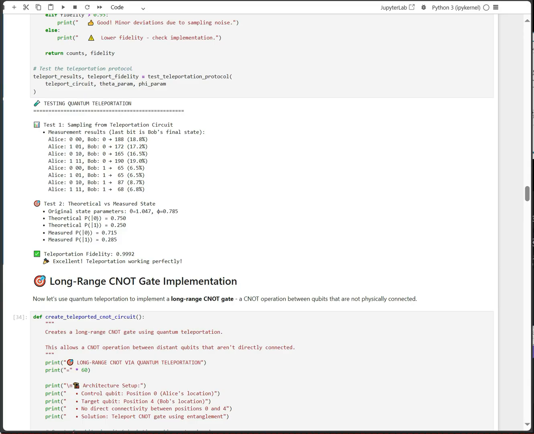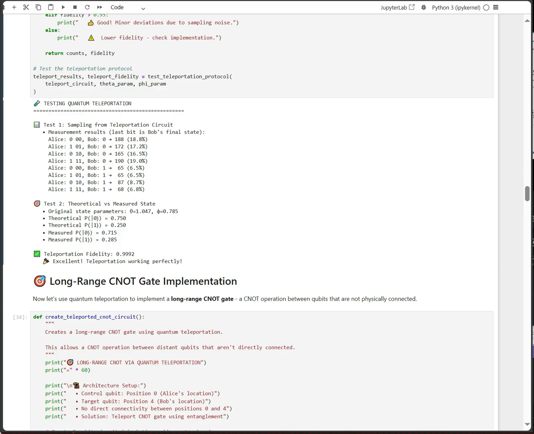And this theoretical versus measured state, then you can check the probabilities. Check that we are quite close. In the theoretical prediction, we have 0.75 for state 0. And for the measurement that we are doing here, 0.71. Of course, if you increase the number of shots, these numbers are going to get closer.